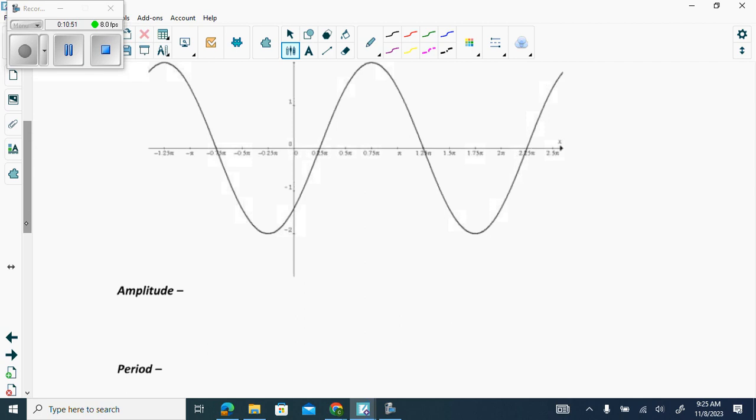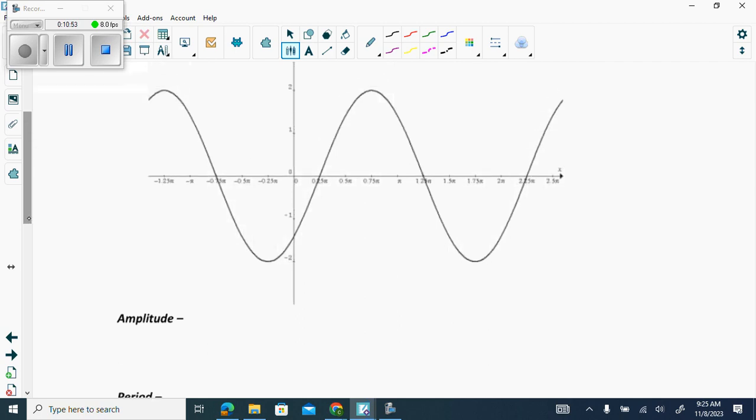Amplitude. What's the amplitude of this one? It's 2 because it's symmetrical about the x-axis, but we're going to prove it anyways. Absolute value of 2 minus negative 2 divided by 2, which is 4 divided by 2, which is 2. Or we could count up and say 2 plus 2 is 4, divided by 2 is 2. Same thing, right? The whole vertical distance divided by 2.